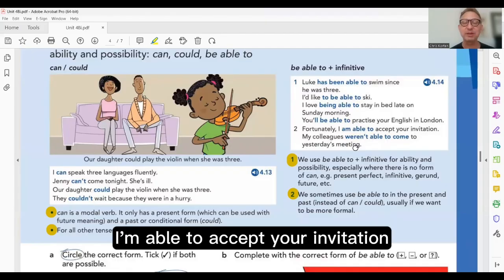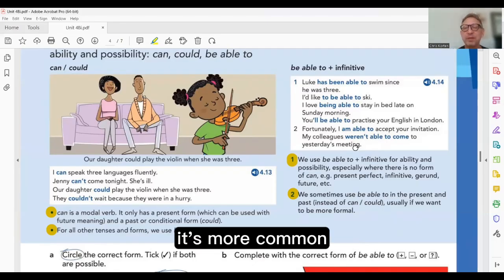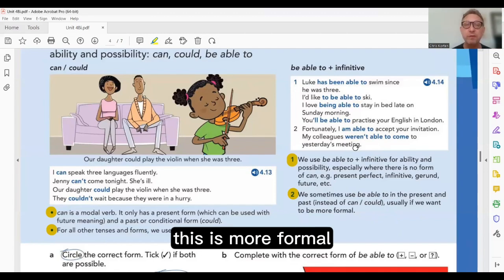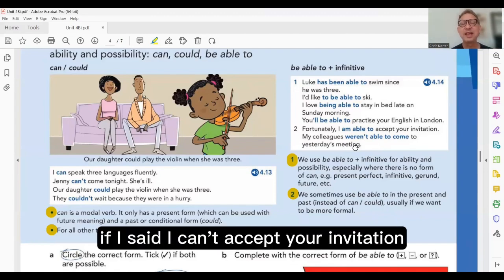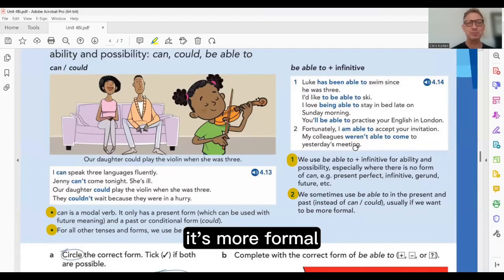Unfortunately, I'm able to accept your invitation. Actually, that's a bit odd. Unfortunately, I'm unable is more common. I'm unable to accept. You're right. There, the book's right. This is more formal. If I said, I can't accept your invitation, it's less formal. I'm unable to accept is more formal.